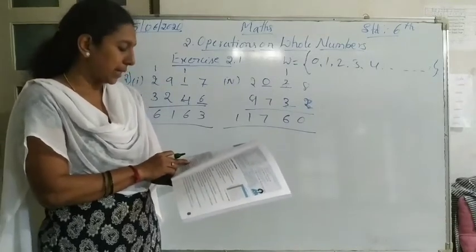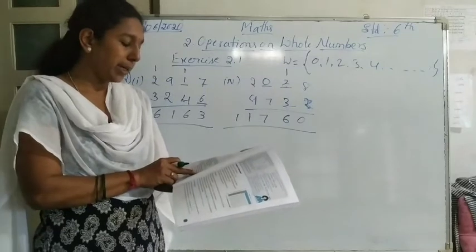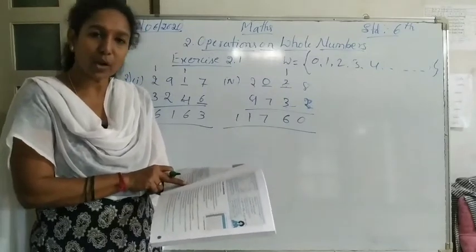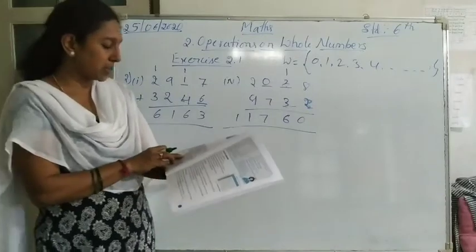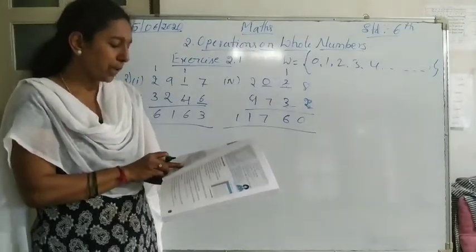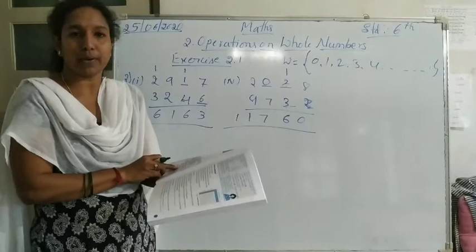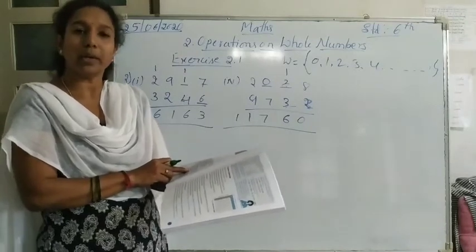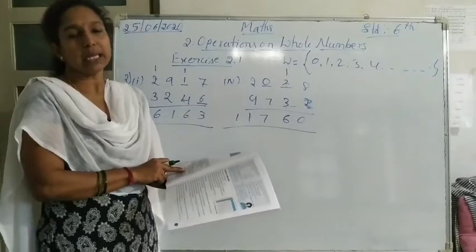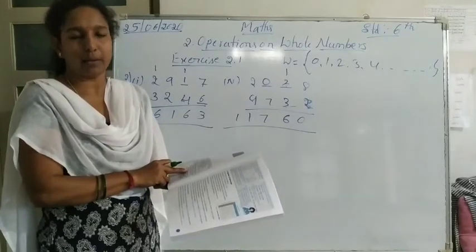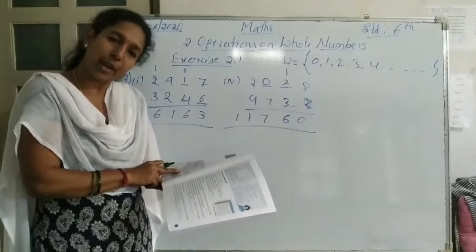Okay. Second, 0 is the identity element for addition. Correct or wrong? Correct. It is true. Next, the sum of any two odd numbers is always even. Yes, if you add two odd numbers, the sum will be an even number. 3 plus 5, what is the sum? 8. 8 is even. 3 and 5 are odd numbers.